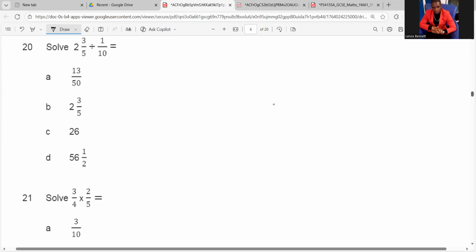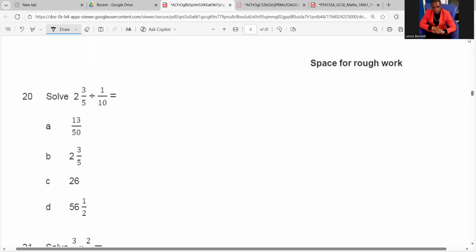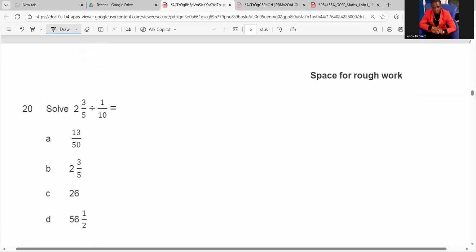Alright, 20 says solve 2 and 3/5 divided by 1/10. 2 and 3/5 divided by 1/10.